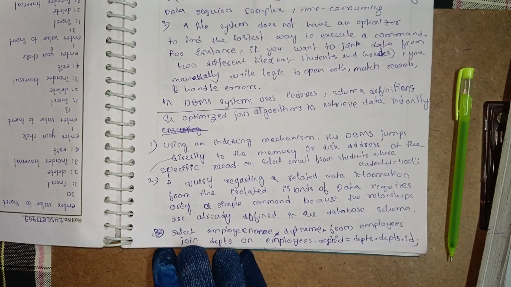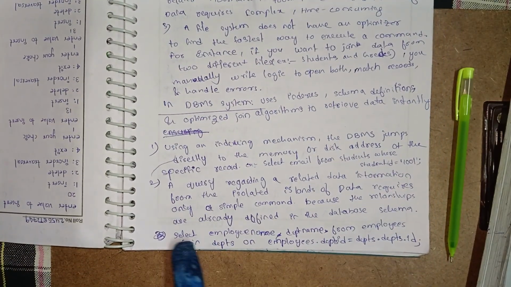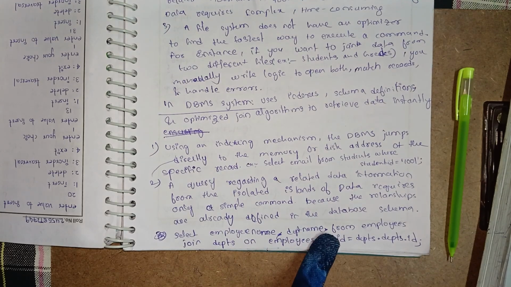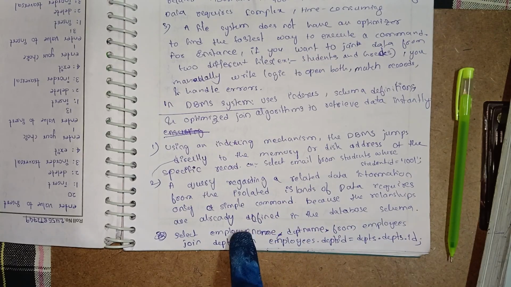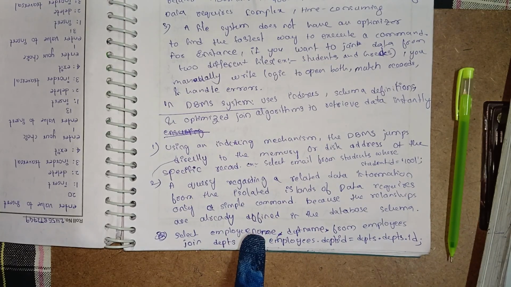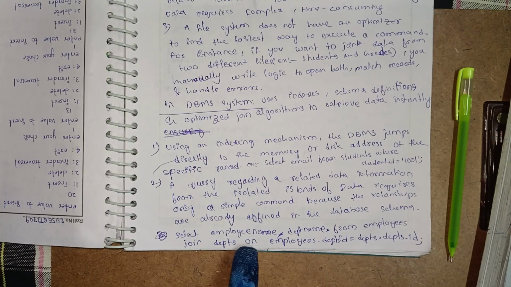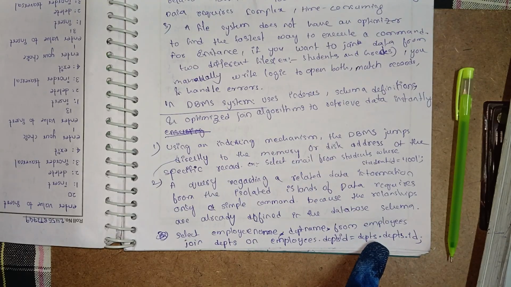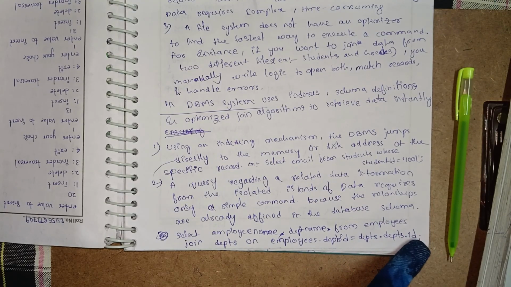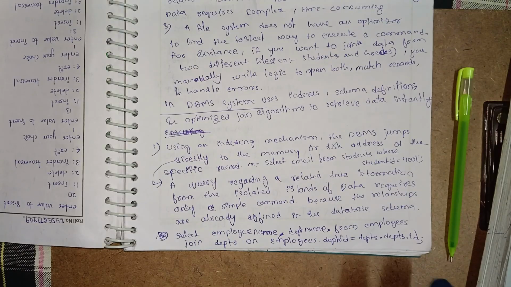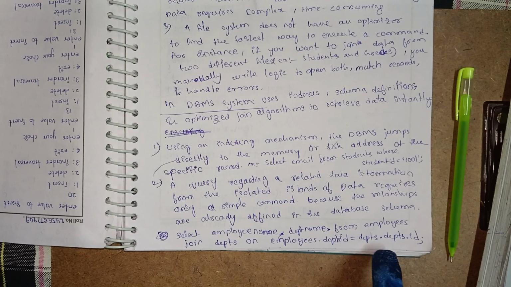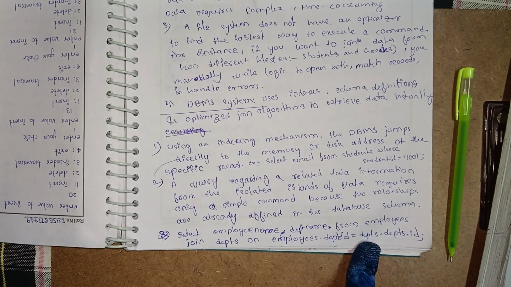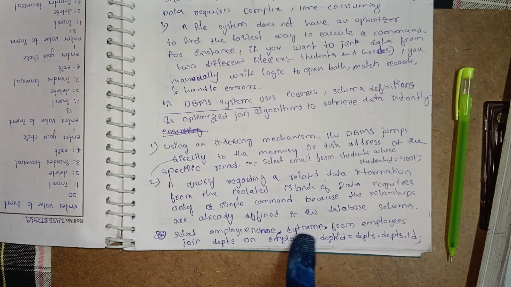So the third example is: select employee name, department name from employees. Here employees is a table name, and department name and employee name are column names. Join departments on employees dot department id is equals to departments dot id, semicolon. Means we are joining two tables, one is employees and one is departments, by using this query.